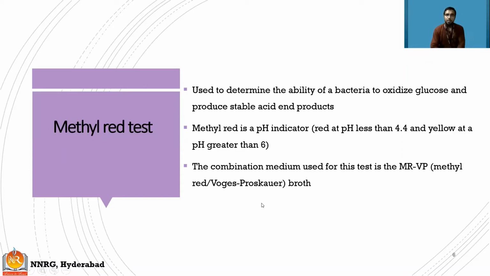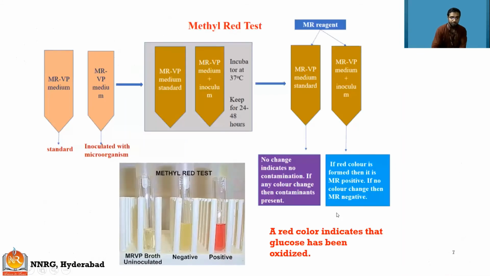For this, the special Newton medium is, what is that? It is a combination of two, and that is methyl red and Proskauer broth. So this methyl red test uses the Newton medium, which is a combination of methyl red as well as Proskauer broth. Let us see the procedure now.